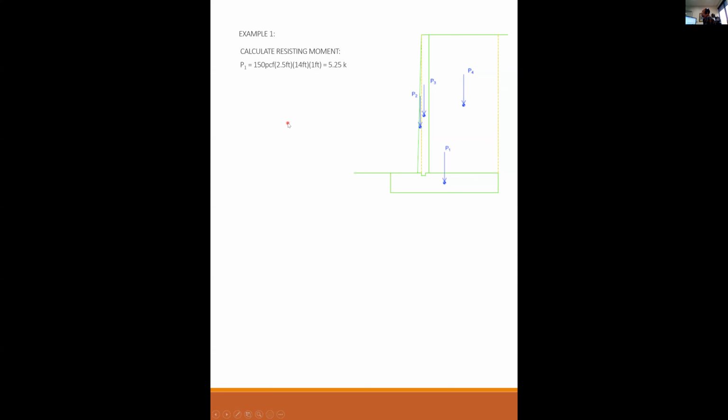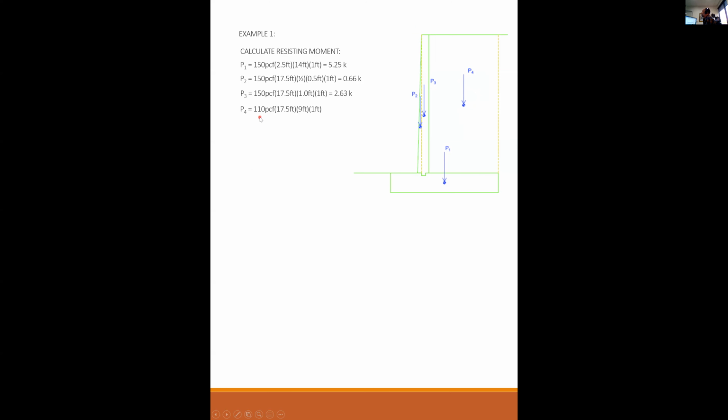That's 5.25 kips. P2 is 150 pounds a cubic foot times the height of the wall times half, because it's a triangle, times a width of 6 inches times an in and out of the page of 1 foot. That's only 0.66 kips. P3 is the rest of the wall. That's 2.63 kips. And P4 is all this soil.